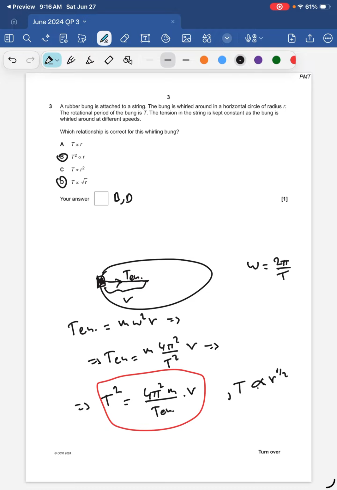I was surprised that there were two correct answers. I don't know why this was the case in this paper. Let me know in the comments what's going on. So I don't know, but both are correct. So let's move on.